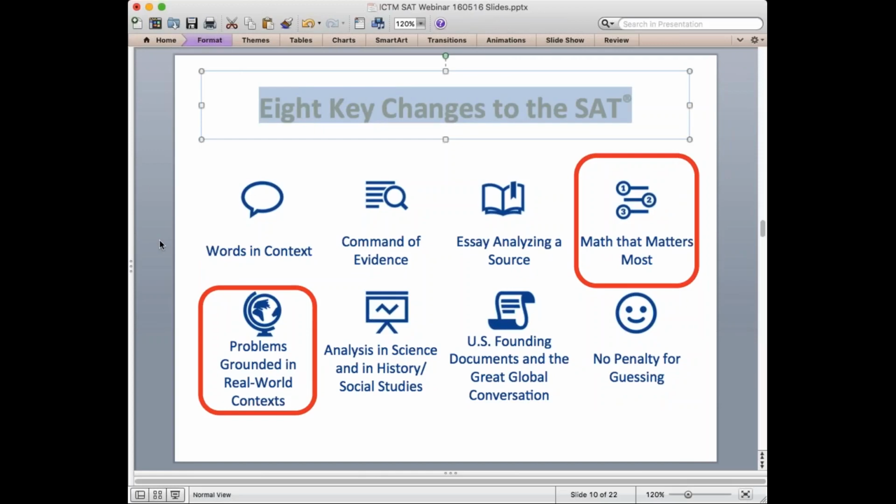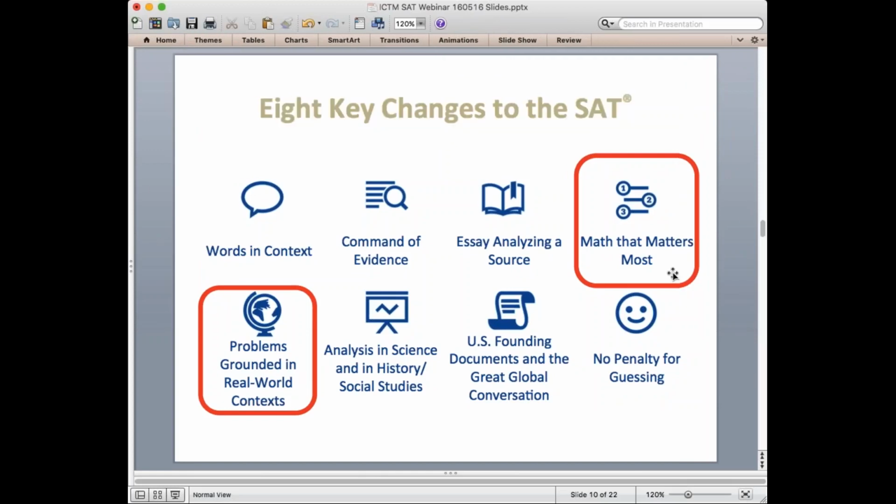But in Math That Matters Most, I'm talking about the reporting areas of Heart of Algebra, Problem Solving and Data Analysis, and Passport to Advanced Math, along with additional topics in math. And then problems grounded in real-world context. Those are the 2 examples that Sendhil showed. They definitely show rich applications.